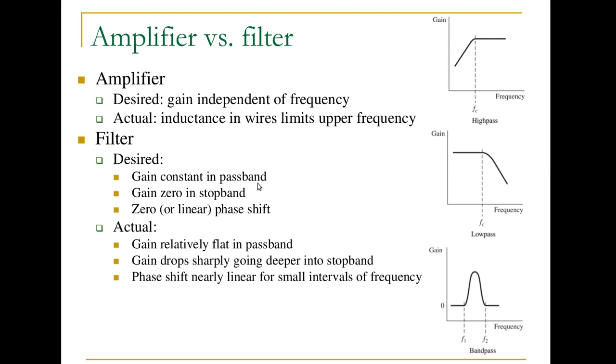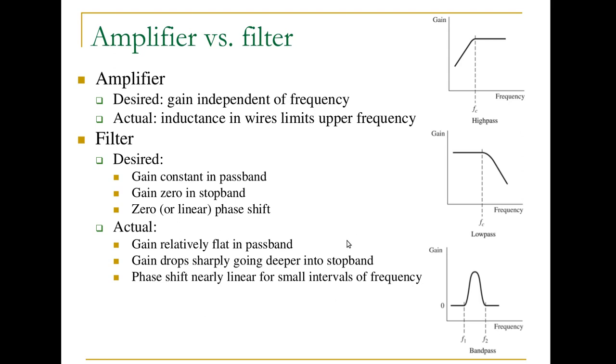For a filter, we want, for the pass band, here's a low pass filter. In this area, the pass band, we want constant gain. And then what we would like would be after this pass band to have zero gain. And we want to have a phase shift that's either zero or linear, so that we won't have distortion from our filter.